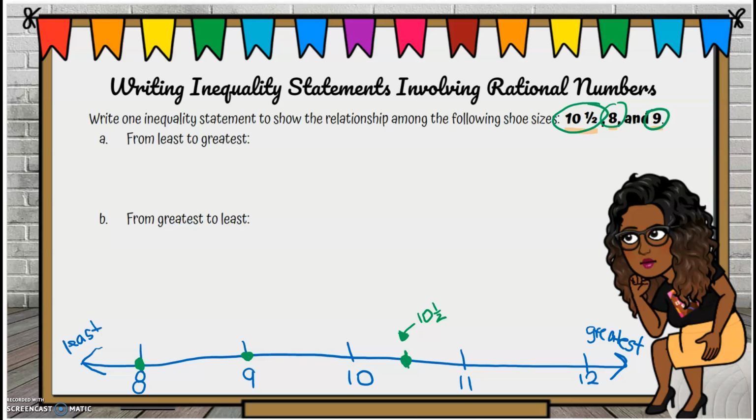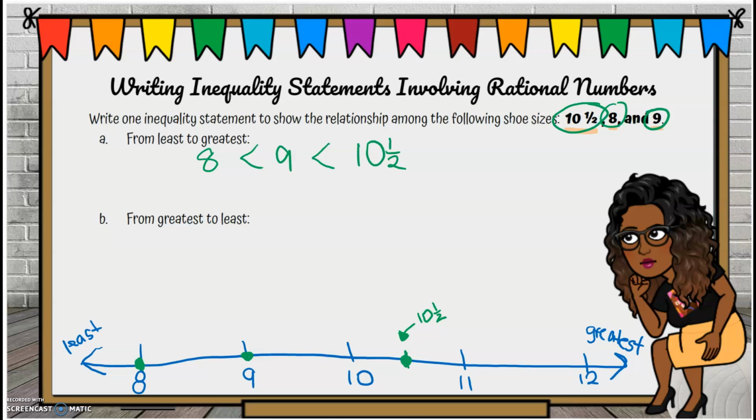In order from least to greatest, my numbers would be 8, 9, and 10.5. And my symbol would be 8 is less than 9, which is less than 10.5.